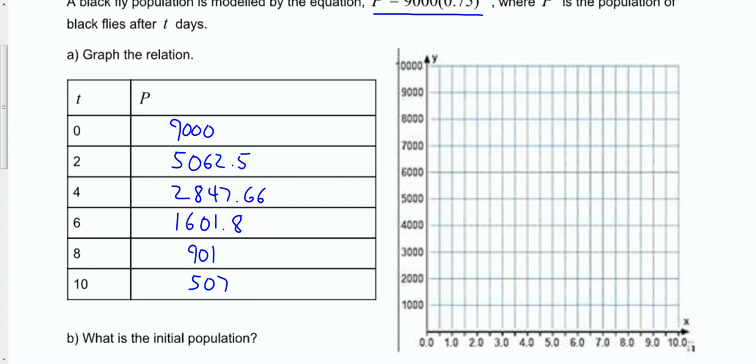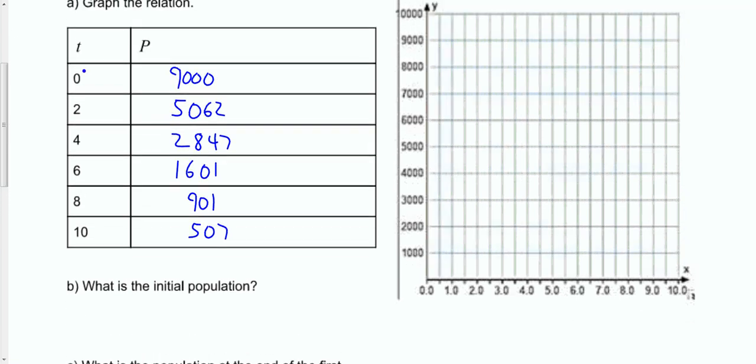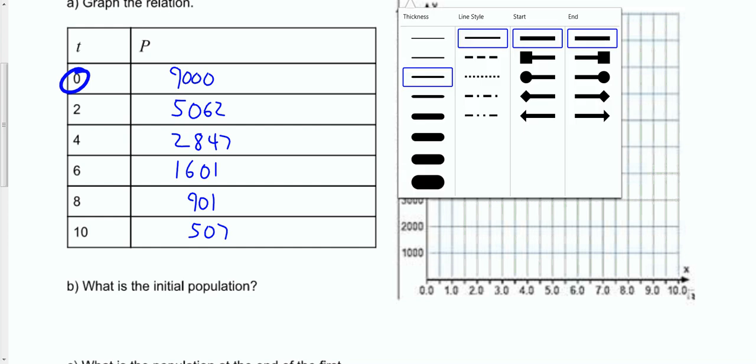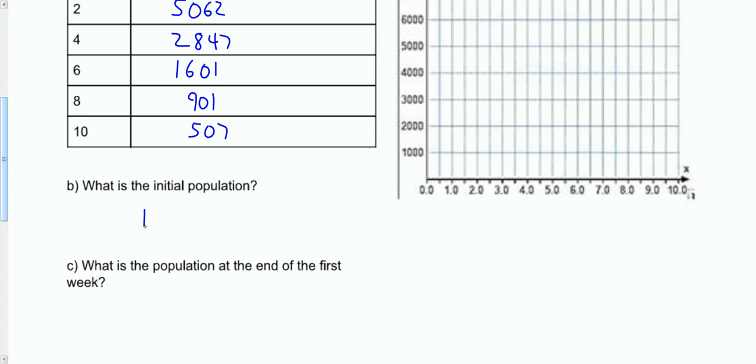507. I'm just going to quickly round things off, because it's a lot easier, and you can't have a half of a fly or a fraction of a fly. As I go through, I'm going to start filling out the graph. I can tell you the initial population is after 0 days. After 0 days, the population is 9,000. So there are 9,000 flies after 0 days.